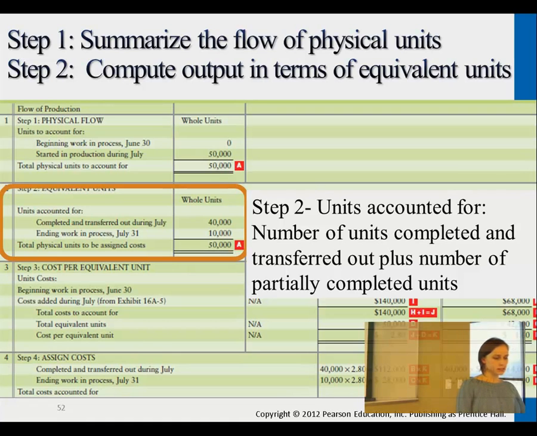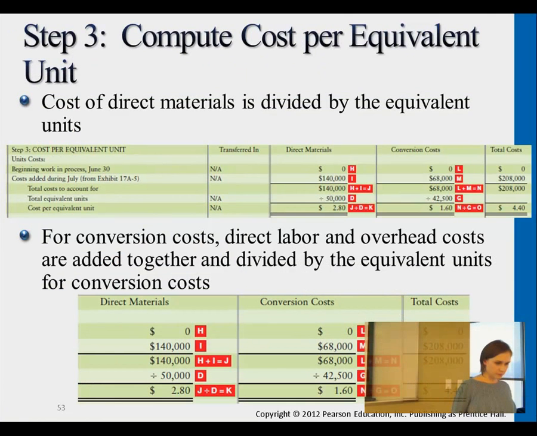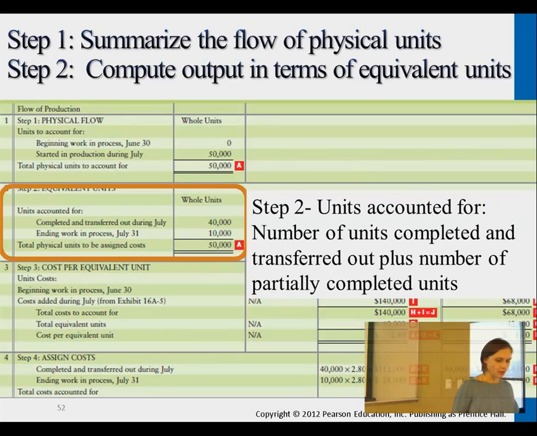This is a little example where we have materials that we are adding at the very end of the process. We had physical flow, beginning work in process 0. Then 25% of the goods are complete, as we just saw. So what is going to be our ending inventory? It's 10,000 times 25%. We just calculated it on the other page.